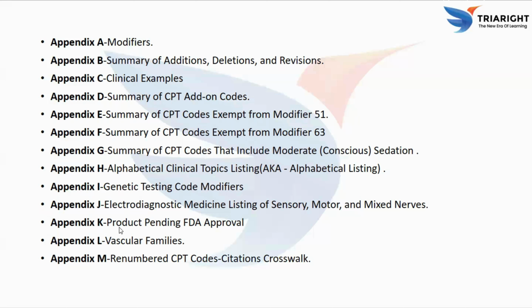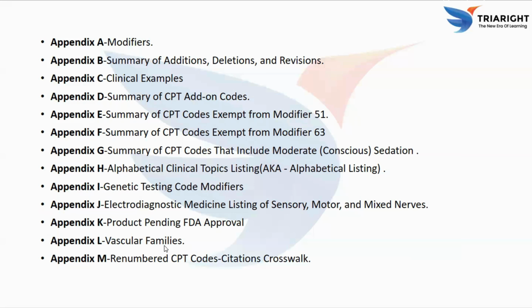Appendix J, electrodiagnostic medicine listing of sensory, motor and mixed nerves. So this consists of the list of sensory, motor and mixed nerves. So they are used in EMG and also nerve conduction studies. So Appendix J helps to select the correct nerve code.